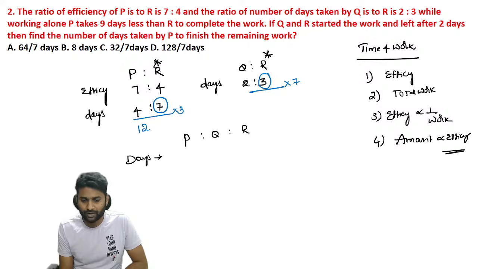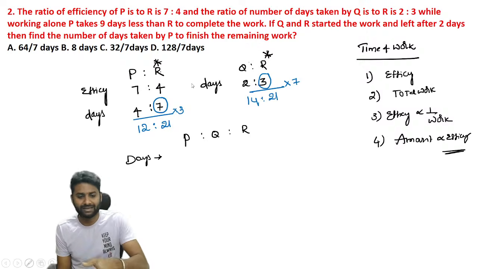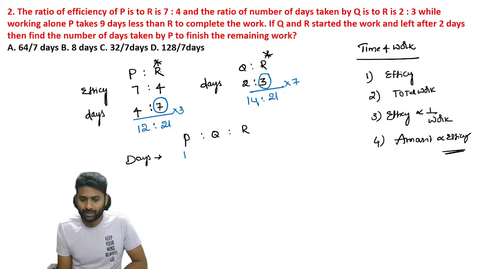Now 4 into 3 is 12, 7 into 3 is 21. In the same way, 7 into 2 is 14, and 7 into 3 is 21. Then you can check that R is the same. Then P's total number of days is 12. And what about Q? Q is 14 and R is 21.